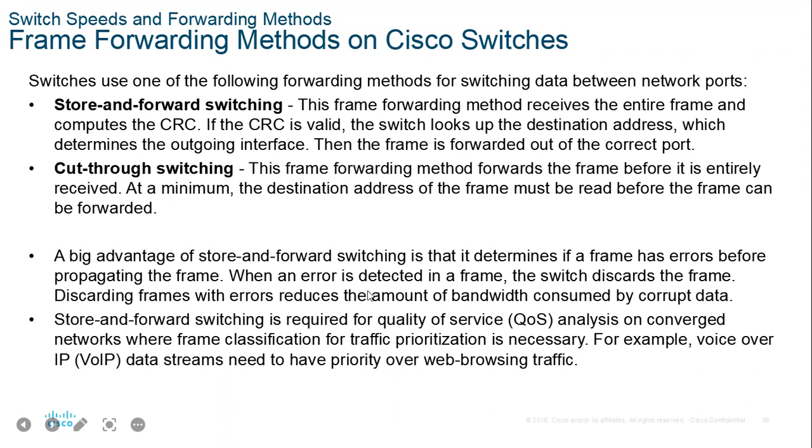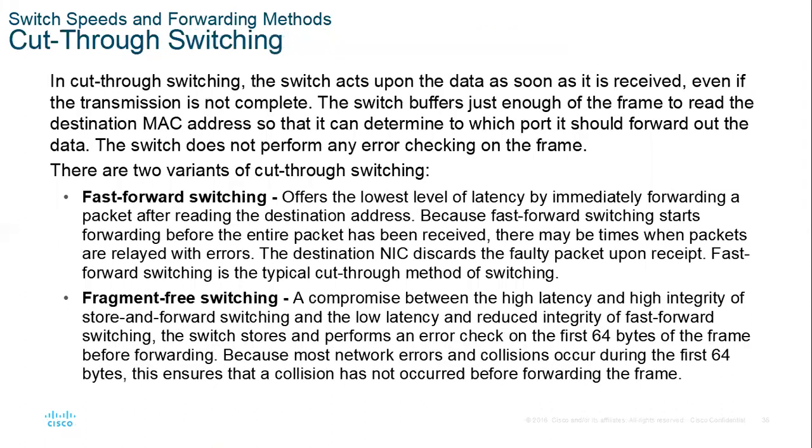Discarding frames with errors reduces the amount of bandwidth consumed by corrupted data. Store and forward switching is required for quality of service analysis on a converged network. A converged network would mean networks that have voice, Voice over IP, data, and the last one, I've forgotten the last of the three major items you can have on the network: voice, data, and video. Okay, so this is it here again.